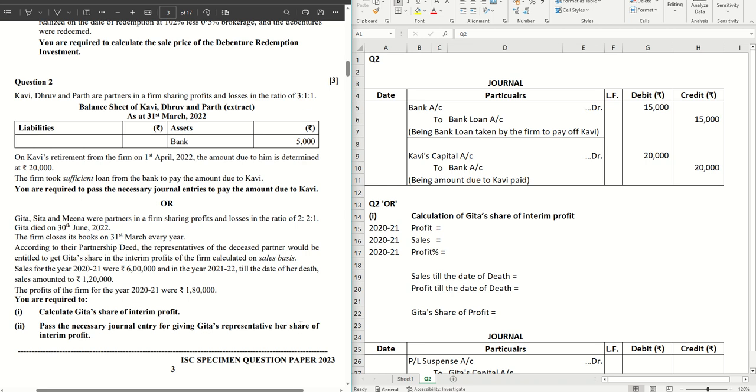In this video we're going to solve question number 2 from ISC specimen question paper 2023.